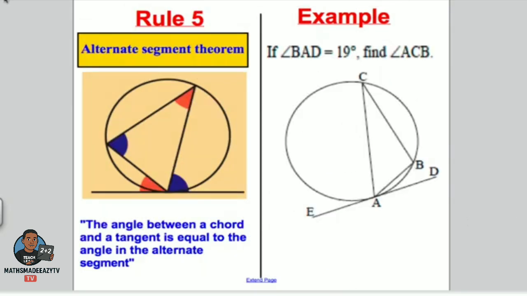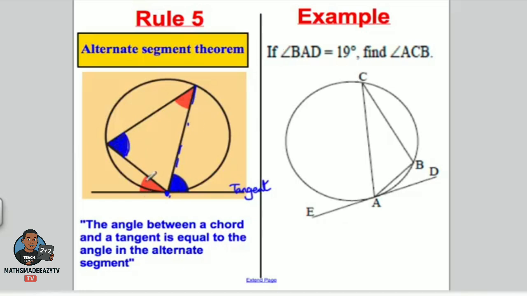So here is rule 5. It's called the alternate segment theorem. It says whenever you have a tangent, remember a tangent is a line that touches the circle at one place here. So when a tangent meets a chord, and this is a chord, remember, the chord is the line that cuts the circle but does not touch the center, then the angle that it makes with the tangent is equal to the opposite angle in the resulting shape.